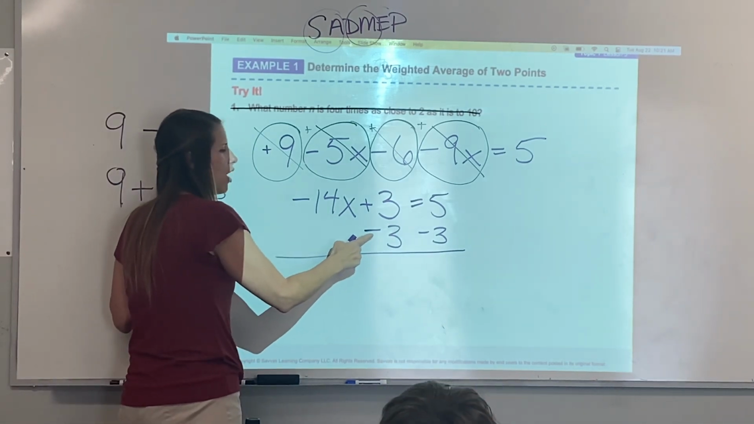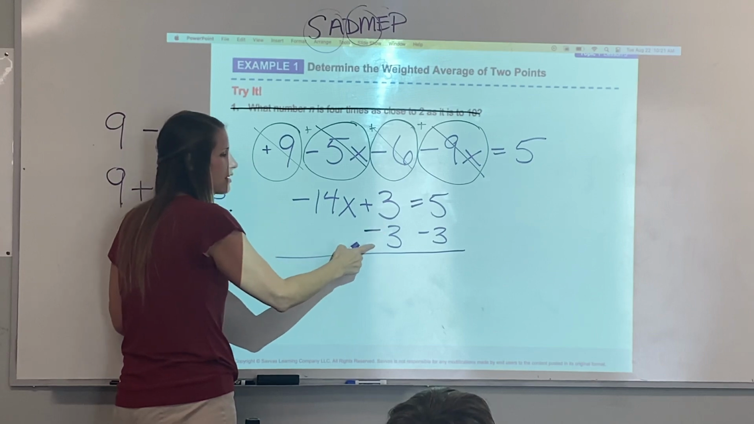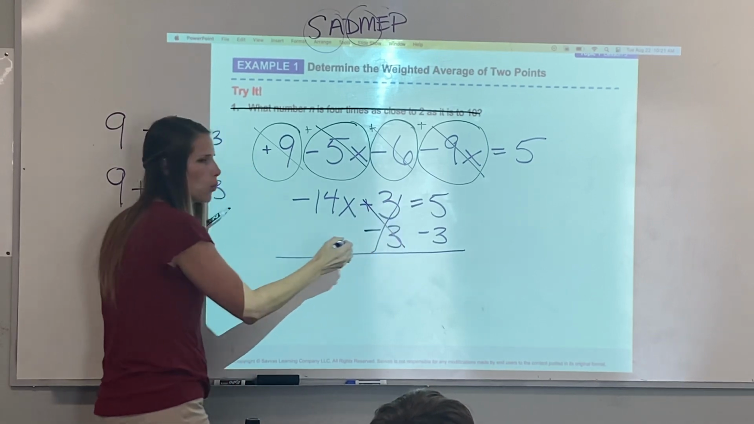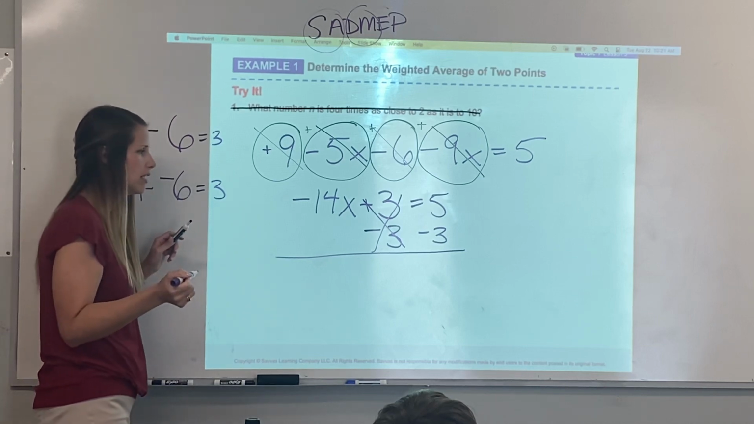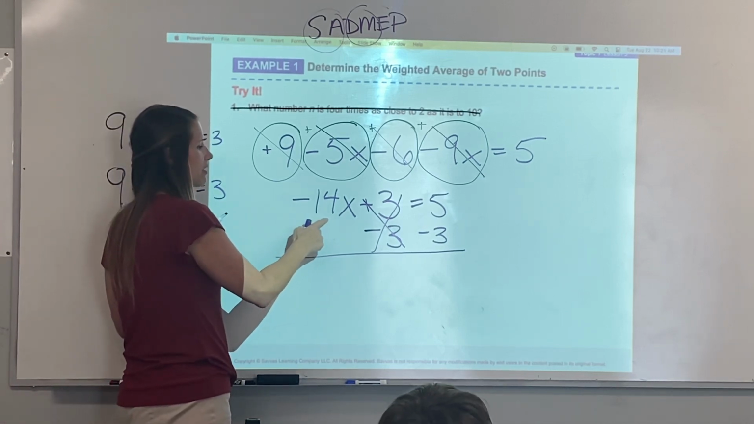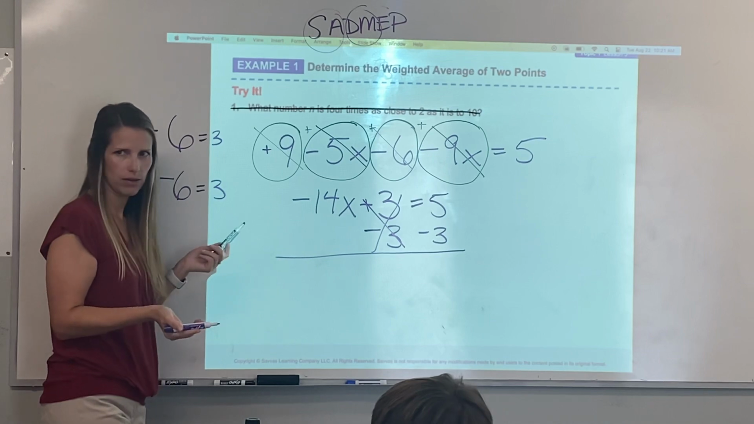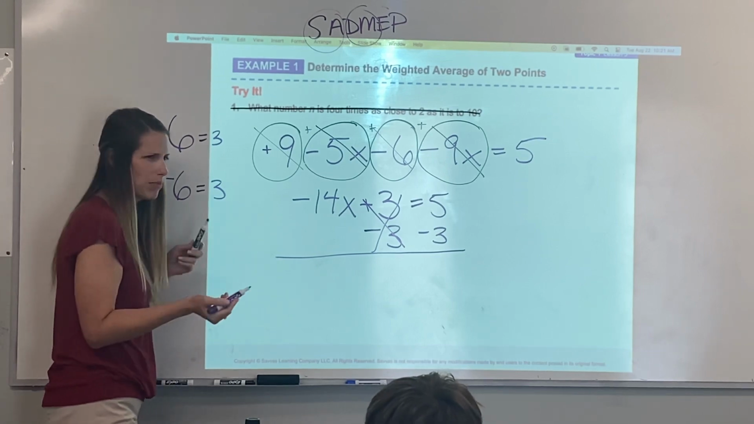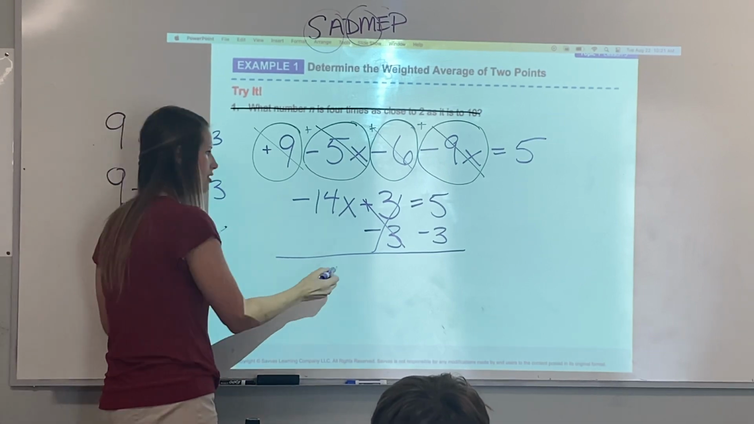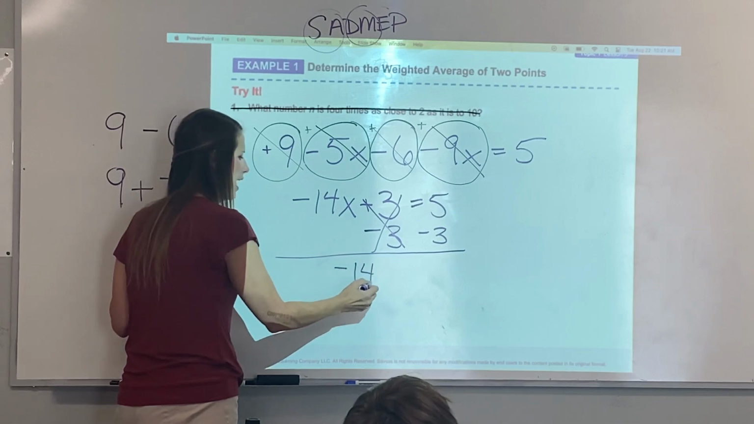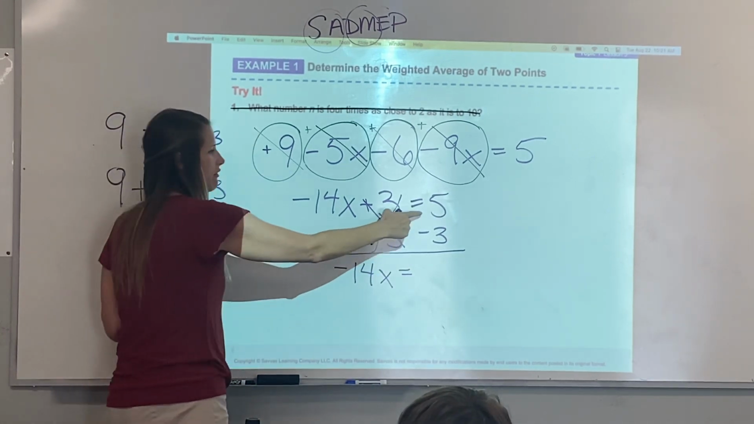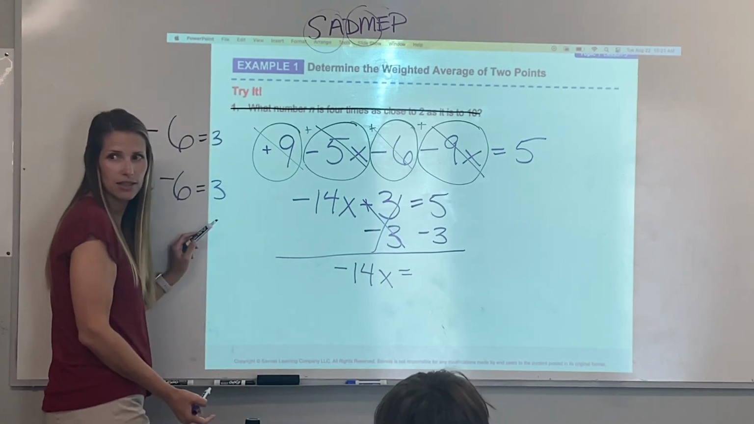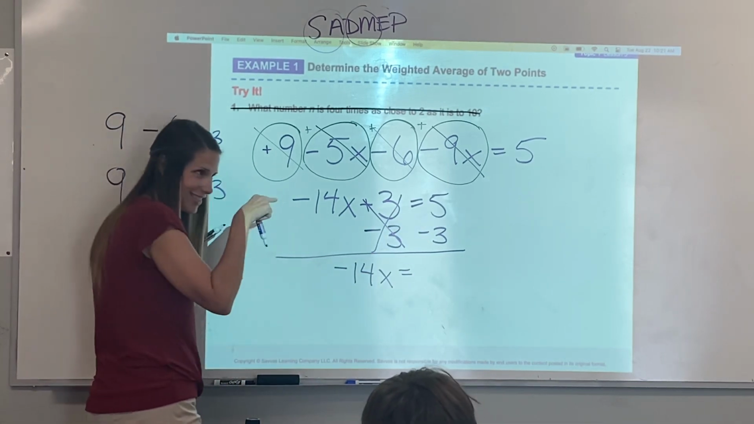So, our positive 3 and our negative 3, they cancel out to what? 0. Very good. So what we really have is negative 14x plus 0, which we don't need to show because plus 0 doesn't change anything. So negative 14x equals 5 minus 3. Good. 2.